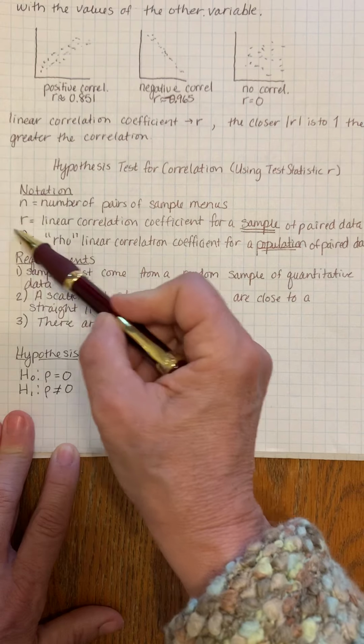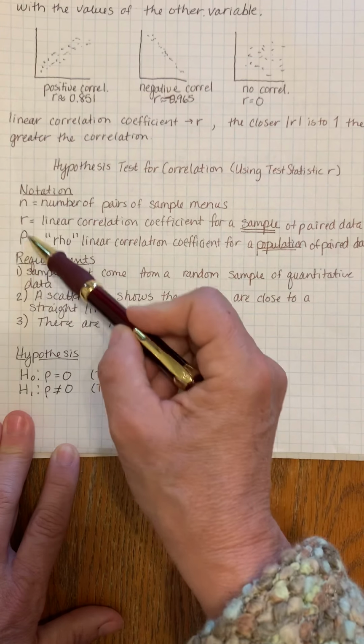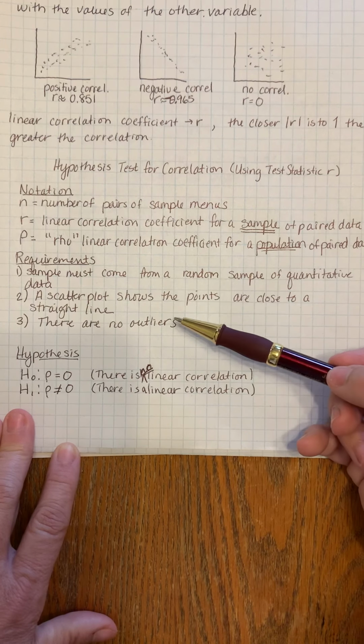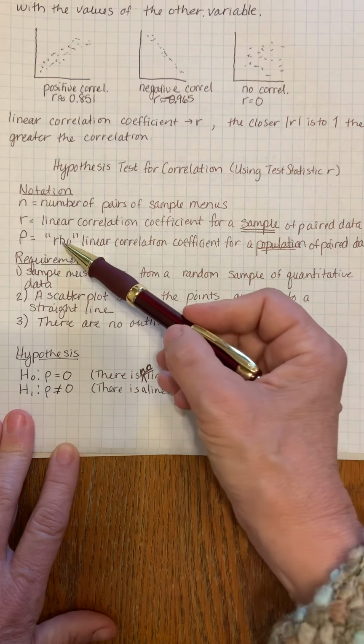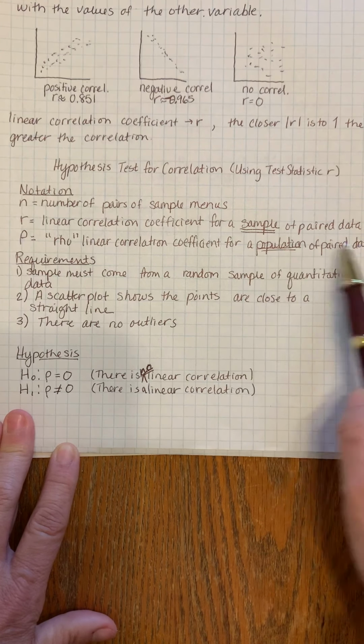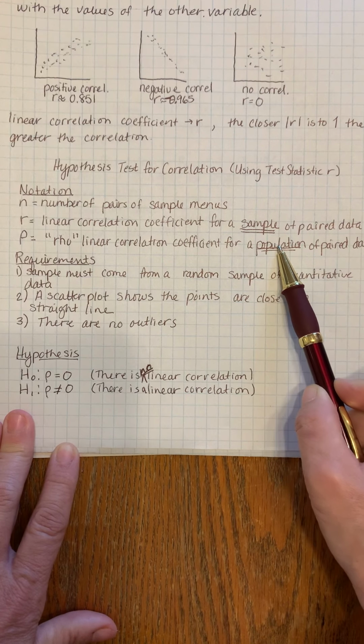Remember, the small letters that we use for the regular alphabet go with a sample. This is rho. You've seen this before in physics as density. Rho is the linear correlation coefficient for a population of paired data. So the Greek goes with the population, as we've seen before in the past.